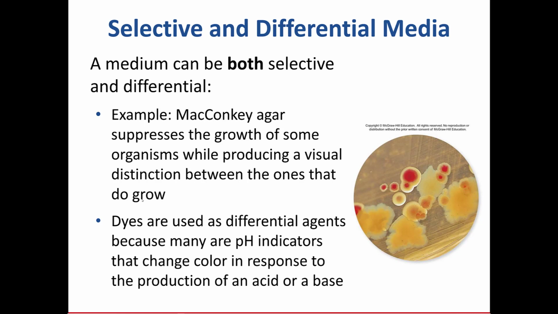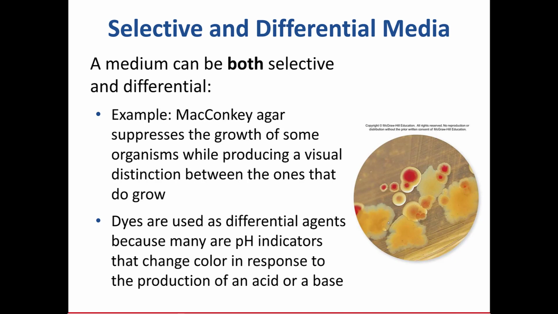So a medium can be both selective and differential. And again, the MacConkey agar suppresses the growth of some organisms while producing a visual distinction between those. So it's that selective nature using bile salts and crystal violet dye, which we'll talk about in the Gram stain. It's essential. Gram, he was pretty smart. He didn't know what was going on, but he could reproduce his work. He must have been a meticulous note taker. But anyhow, we'll get to that.